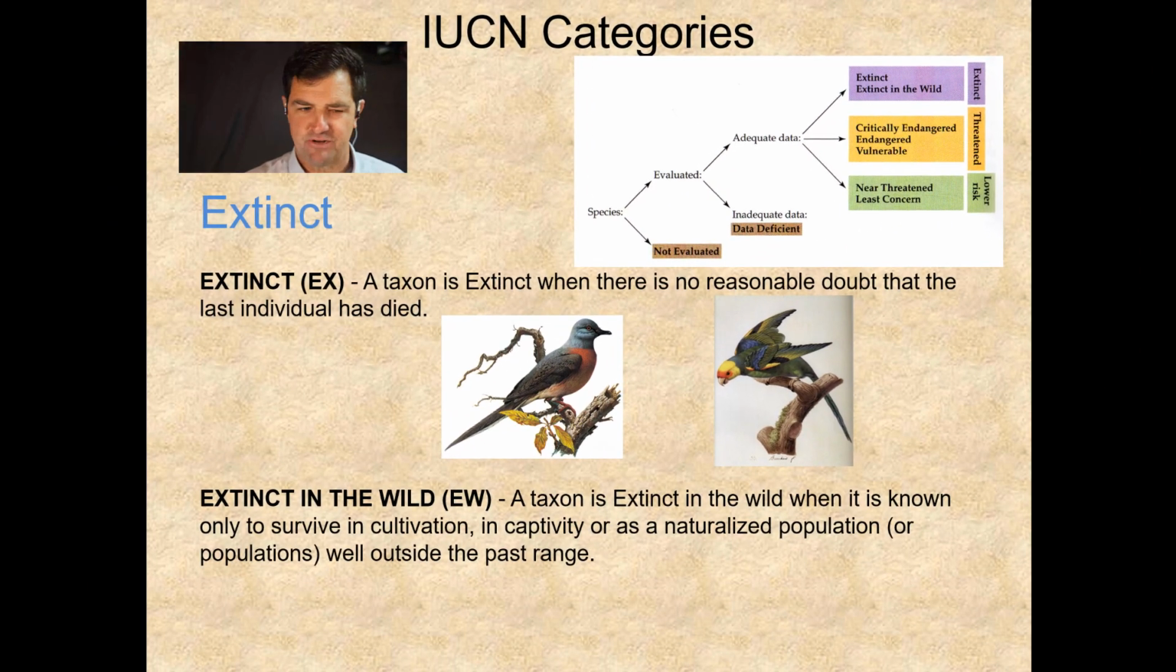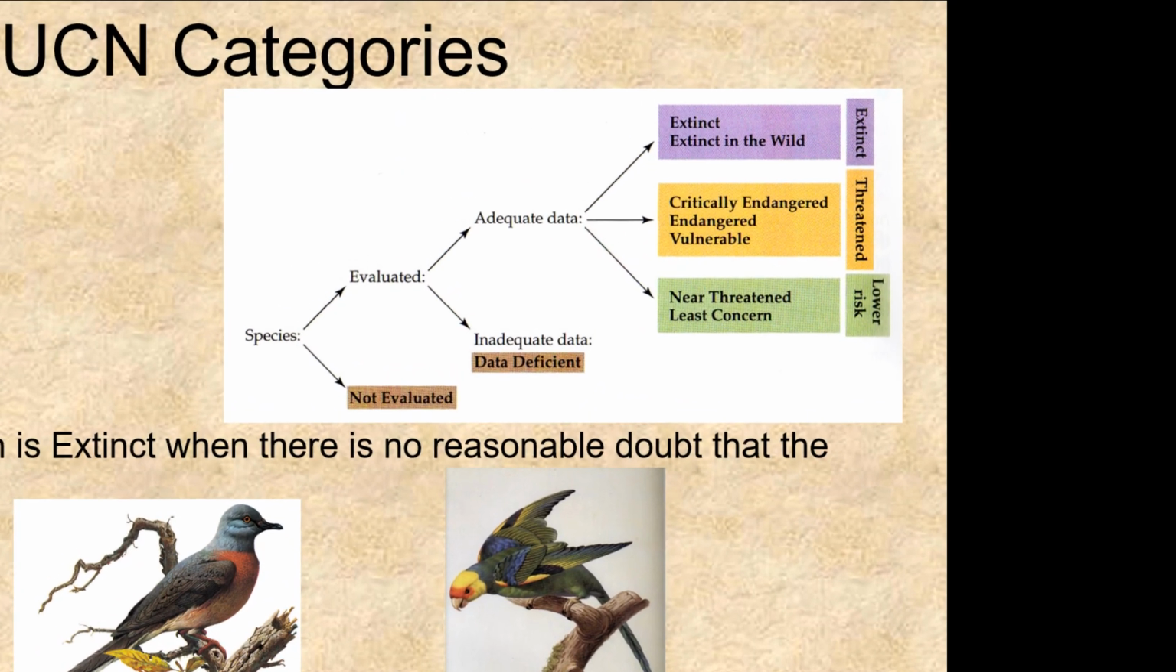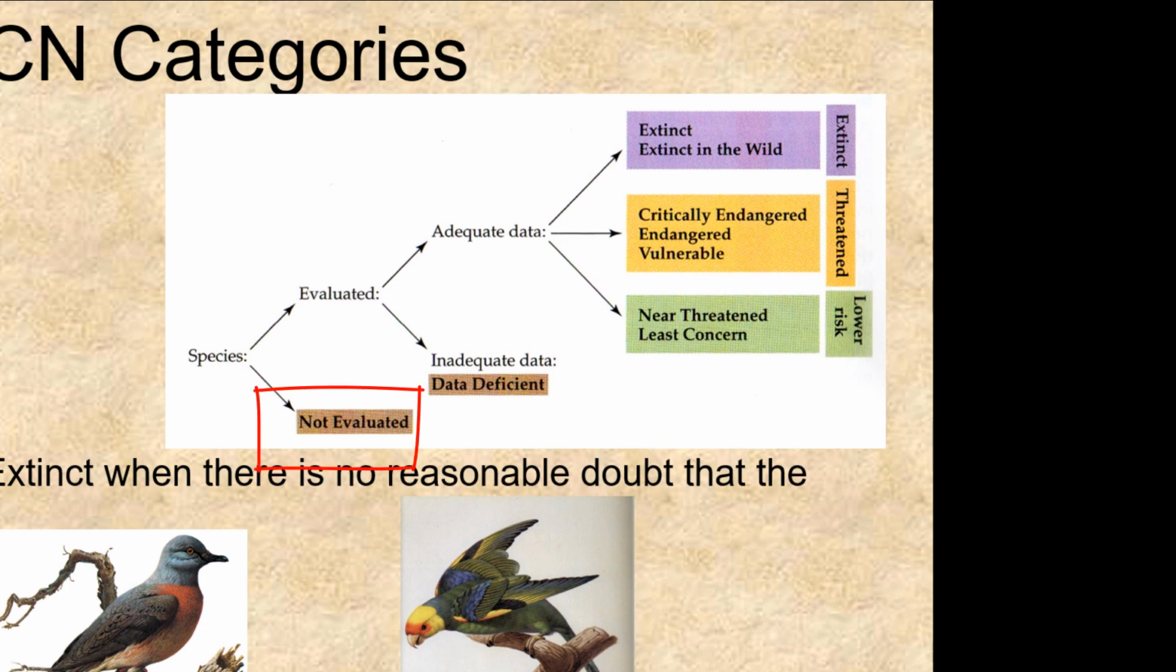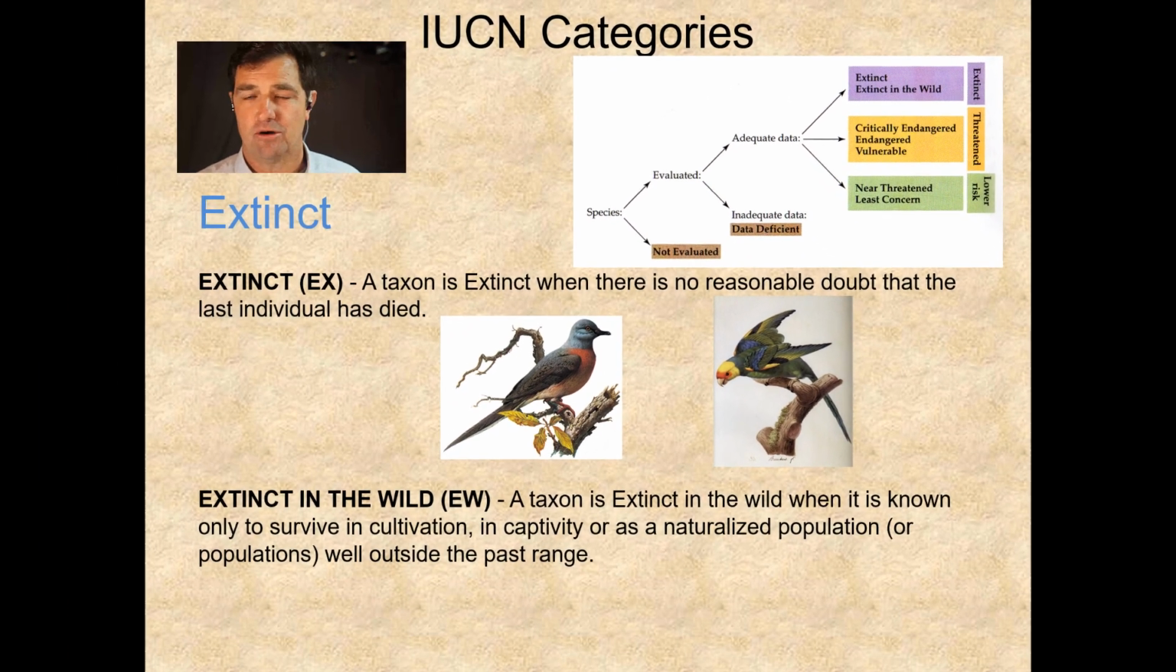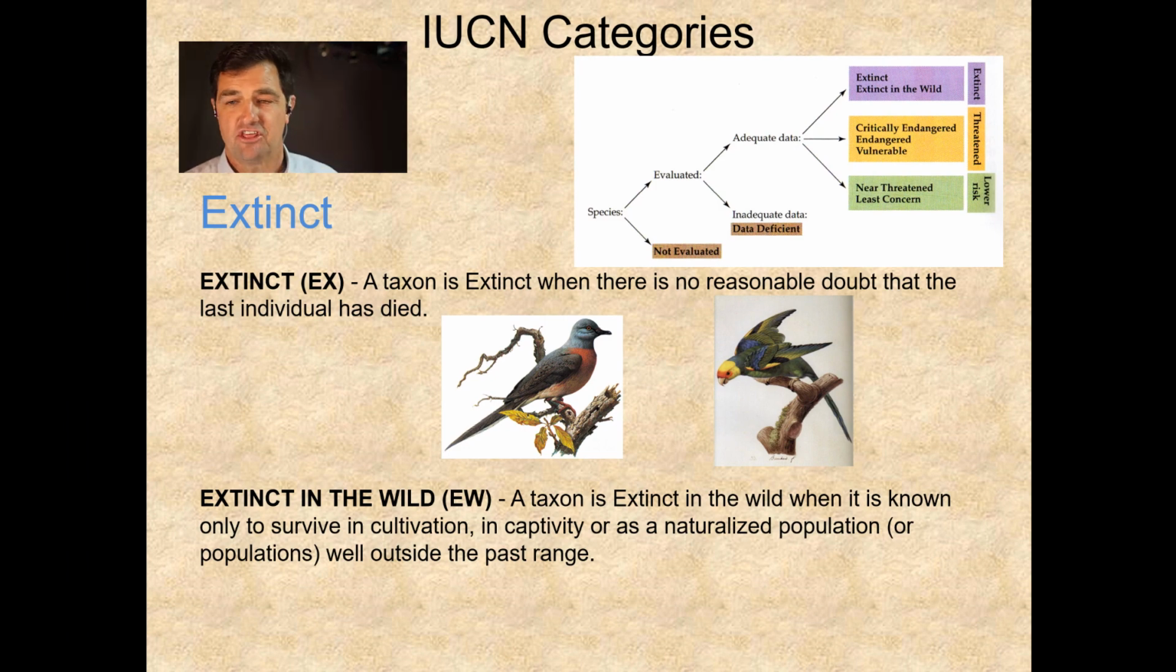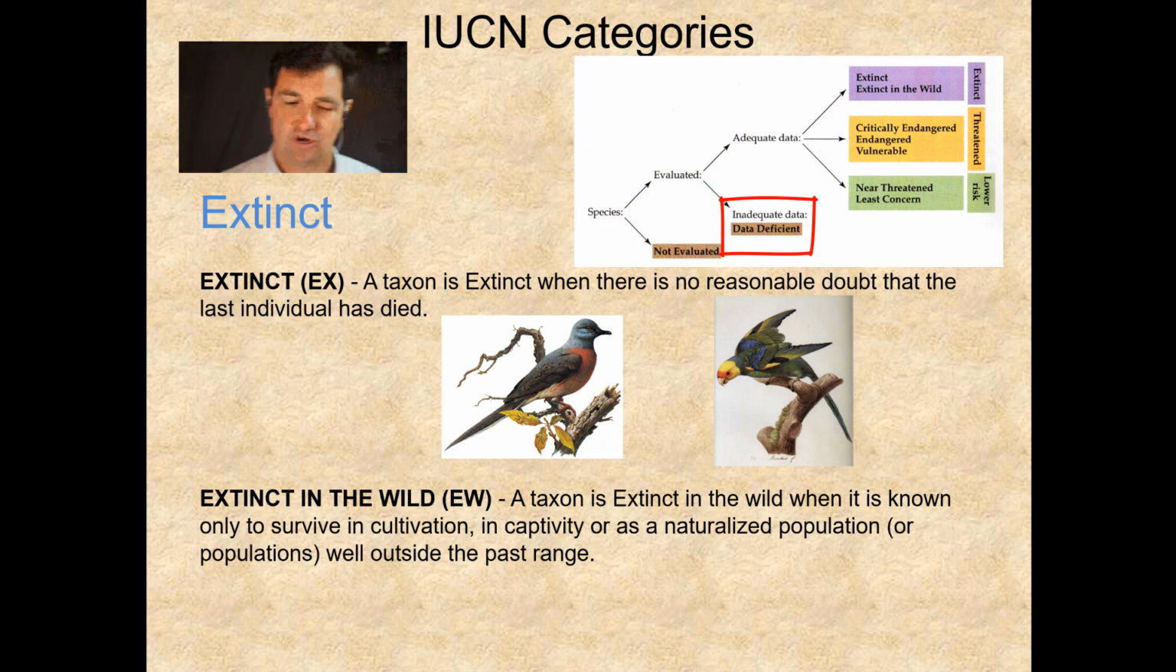I'll just briefly mention the first category here, not evaluated. In some cases, there may not be scientists, for whatever reason, studying a particular species. As an example, there are many insects in the world, and the number of scientists studying insects, even though there's a lot of them, really isn't as many as there are insects. So it's very likely that you could have a group of insects that have no scientists studying them. Or the data could just be deficient, meaning they don't have enough evidence yet to place these in one category or another.